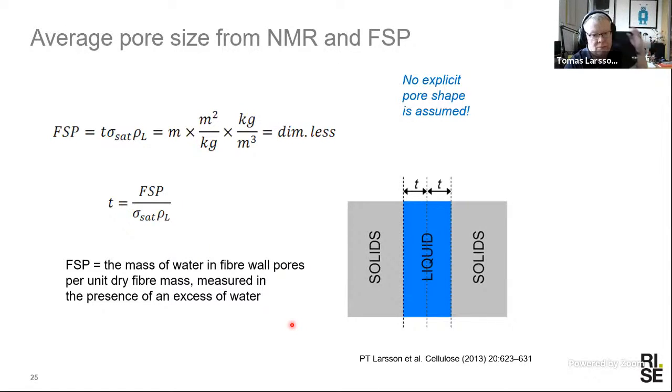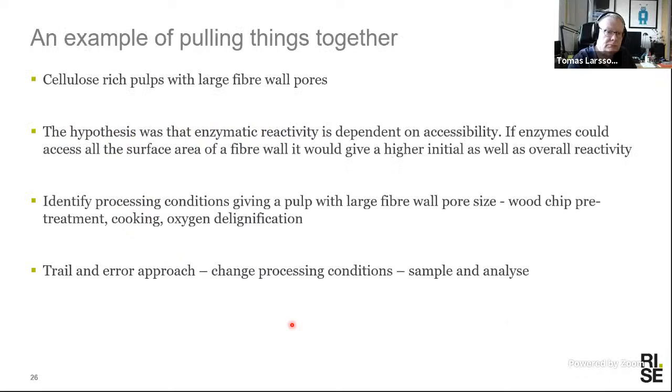So we can get average pore sizes as well. Okay, the example is here. So putting things together: when making adapted pulps, the first thing we were thinking about was that we want to try to make a fiber that has very large fiber wall pores, and it should be rich with respect to cellulose. And the thinking was that we were then aiming at enzymatic reactivity.